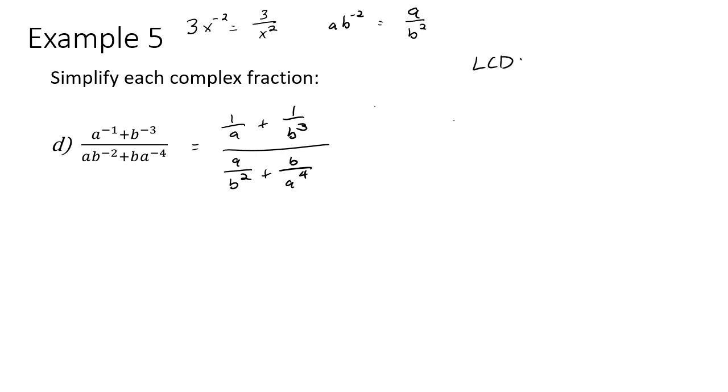And so now if I look for a common denominator, clearly all we have are a's and b's here. Our biggest power of a that shows up is a to the fourth. So that's what I want to multiply through. Our biggest power of b that shows up is b cubed. So that's our least common denominator. That's what I'm going to multiply through the fraction.